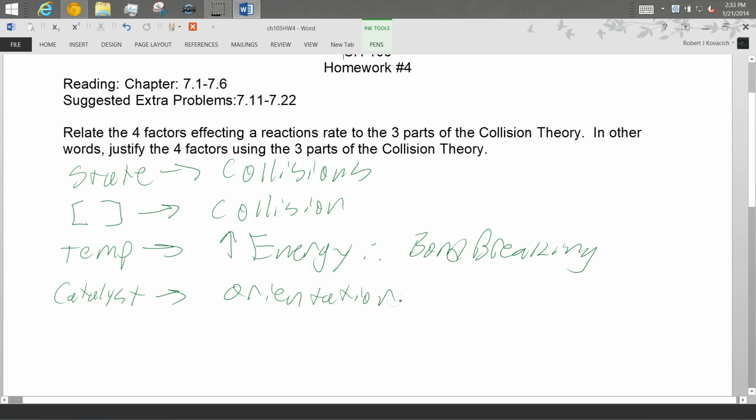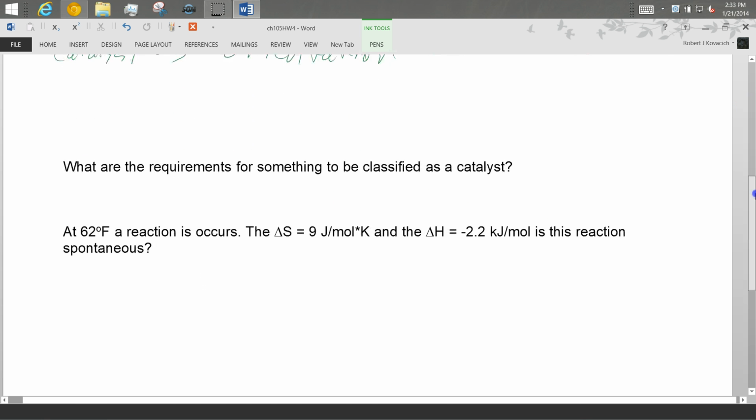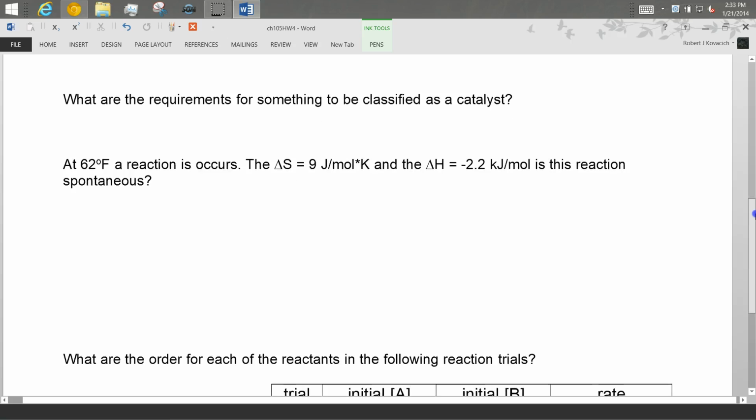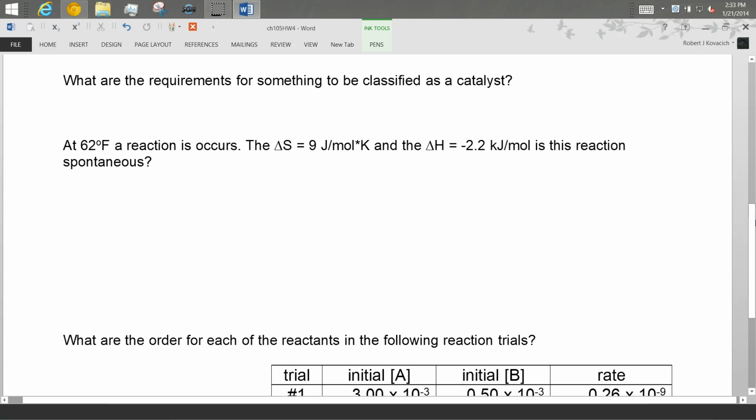And that has to do with orientation. The catalyst takes the molecules and orients them in a way that they're more likely to run into each other in the correct orientation. All right. And a catalyst. For something to be a catalyst, what has to happen? Yep. It's got to increase the reaction rate, and itself has to be not used up.